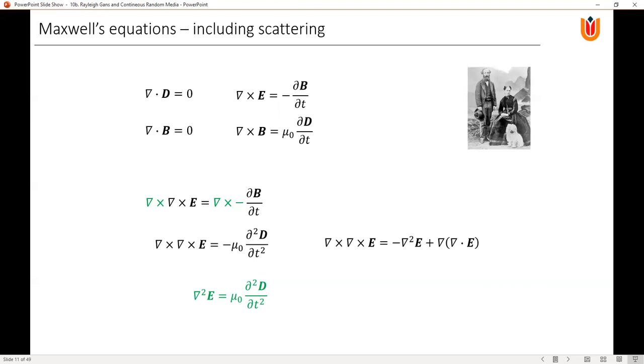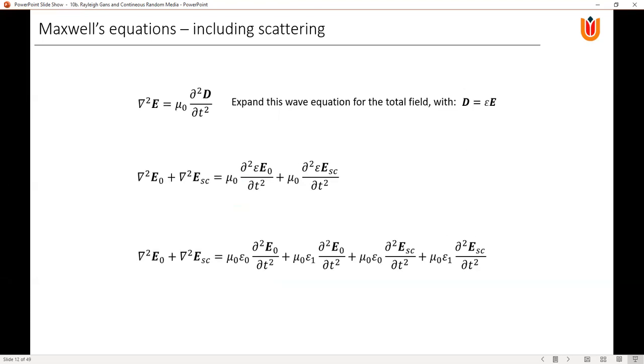Then this term will drop because D is proportional to E, so the gradient of E will be 0, etc., etc. You will get the standard wave equation. Well, not really the standard wave equation, the only difference is that this is the total electric field, and this is still the electric displacement. So we have to do some manipulations.